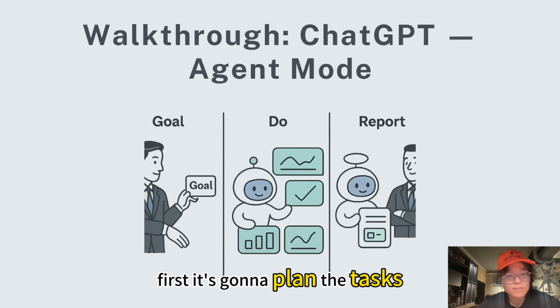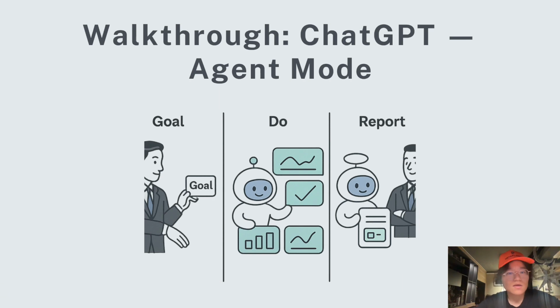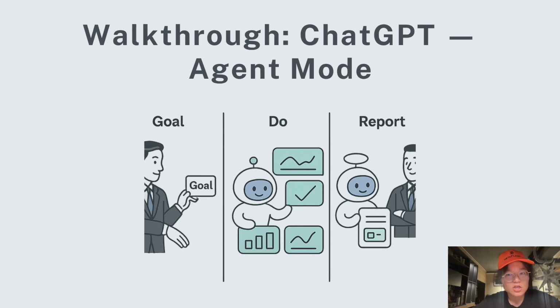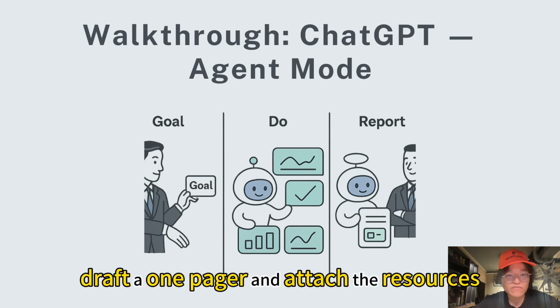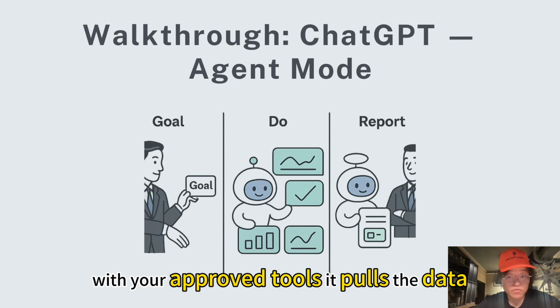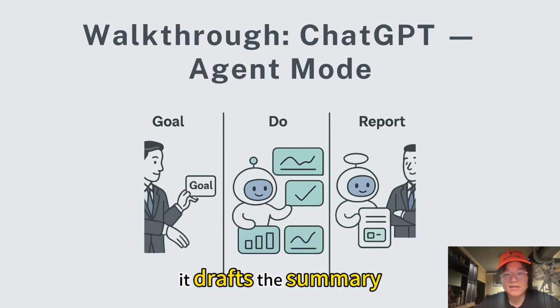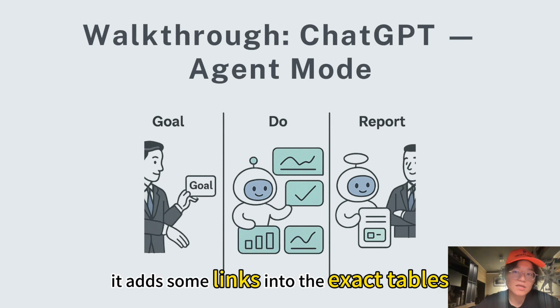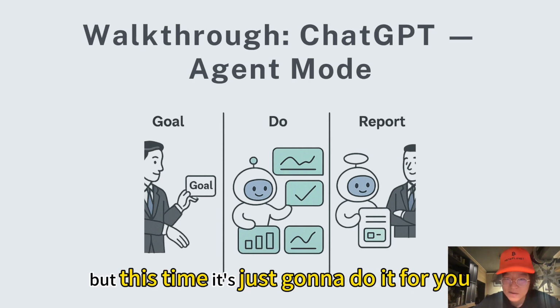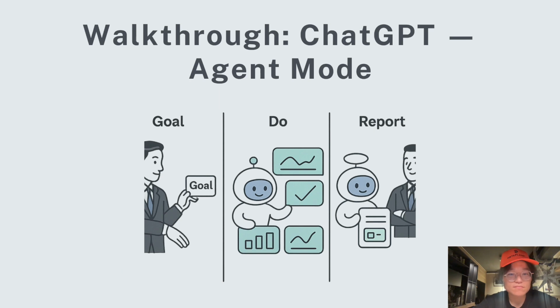First, it's gonna plan the tasks. It's like pull last week's revenue, margin, pipeline, churn, check the variances, draft a one-pager, and attach the resources. And then it's gonna do the task. It runs all those steps with your approved tools. It pulls the data, it does a basic check, it drafts the summary, it adds some links into the exact tables, just like how you did it manually. But this time, the agent's gonna do it for you.